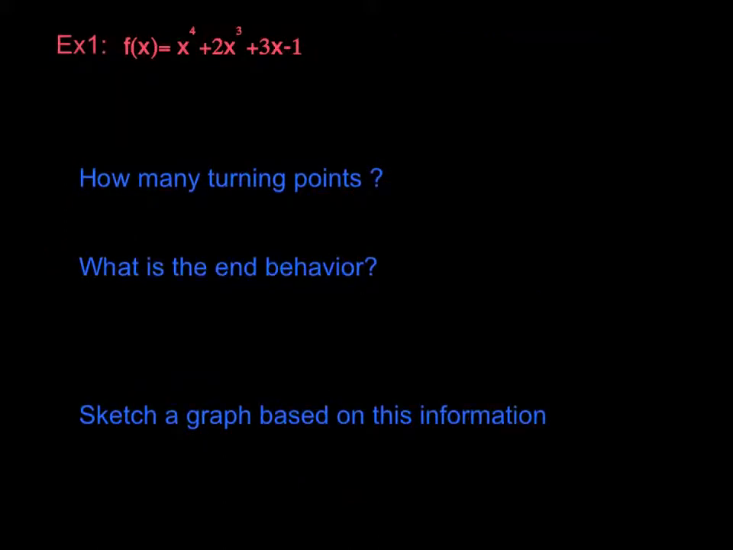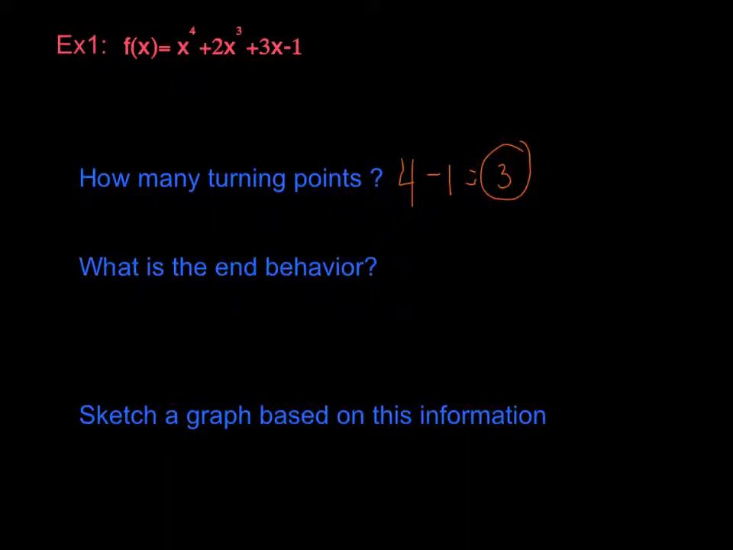So let's take a look at a couple of examples. For example 1, we have f of x equals x to the fourth plus 2x cubed plus 3x minus 1. I want to know how many turning points. So in order for me to know how many turning points, we're going to have to look at my highest degree, which is that 4 up here. Let me change this to an arrow. So we're going to be looking at this highest degree up here, which is 4. And so your number of turning points is going to be 4 minus 1, the highest degree minus 1. So there's 3 turning points.